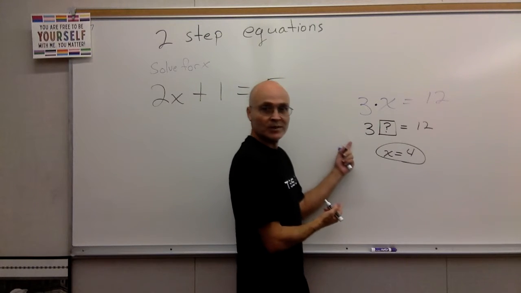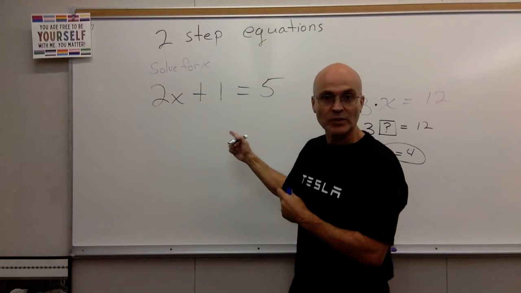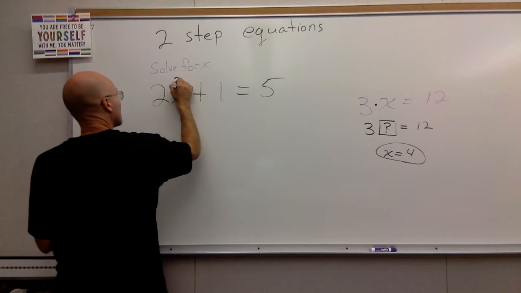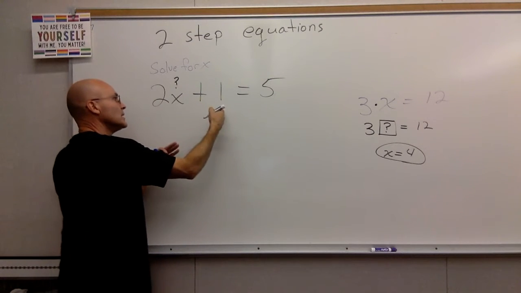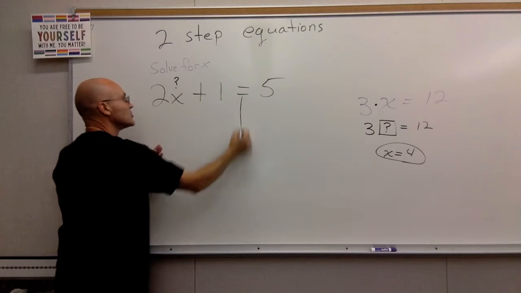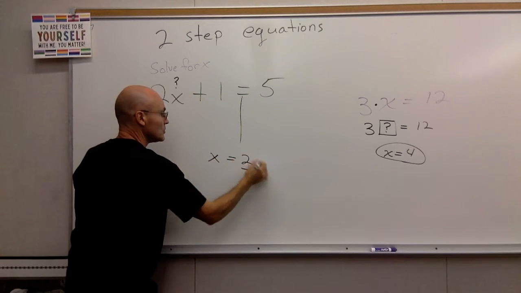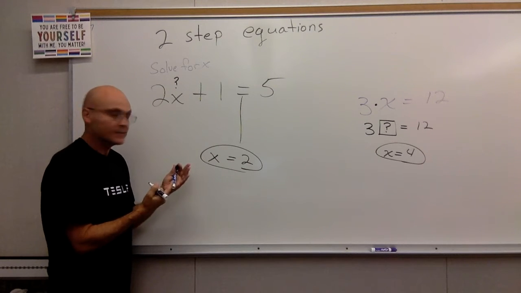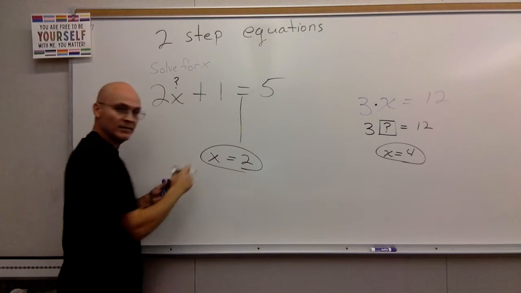Okay, this was part of our one-step equations. So I always start with this one, because I think kids can figure out what x is. You are going to come up with a number that multiplies 2, and then you add 1 to it, and you have to get 5. I think you can see that x is equal to 2, just using your common sense. 2 times 2 is 4. 4 plus 1 is 5.